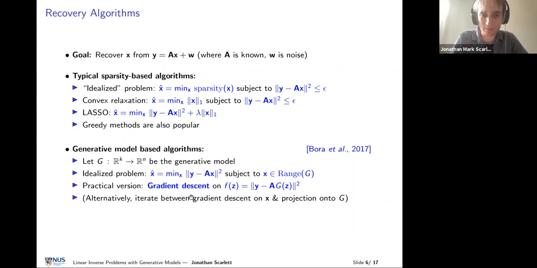There have been some other methods proposed apart from just gradient descent in the Z space. People have also proposed to do gradient descent in the X space, directly doing gradient steps over X. The problem there is that you might move too far away from the signals your generative model is representing. So you alternate between that and projection. Projection brings you back to the range of the generative model. If you alternate between these X gradient steps and these projections, that can work very well as well.